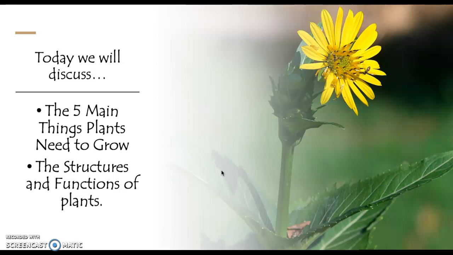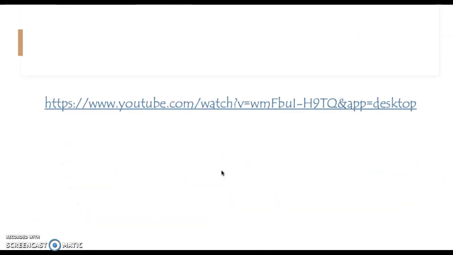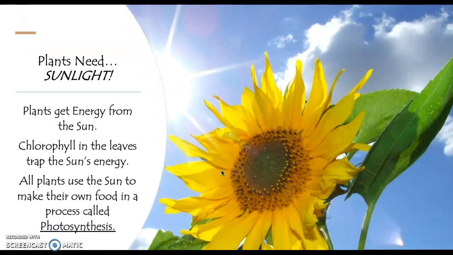So the very first thing plants need to grow is sunlight. Plants get energy from the sun. Chlorophyll in the leaves trap the sun's energy. All plants use the sun to make their own food in a process called photosynthesis. So photosynthesis cannot happen unless the plant gets sunlight. So that's why we always either put the plants by the windowsill or we put them outside. It's very important. They can't make their own food without the energy from the sun.